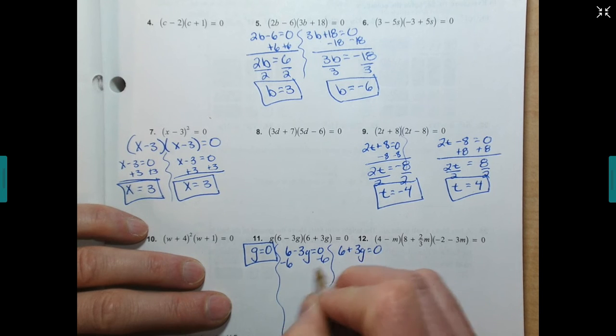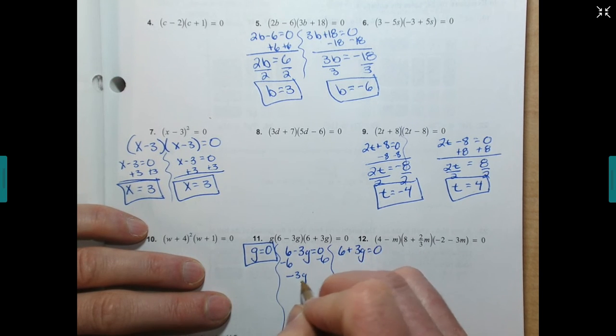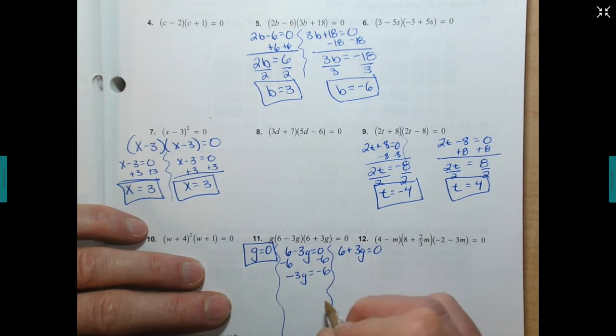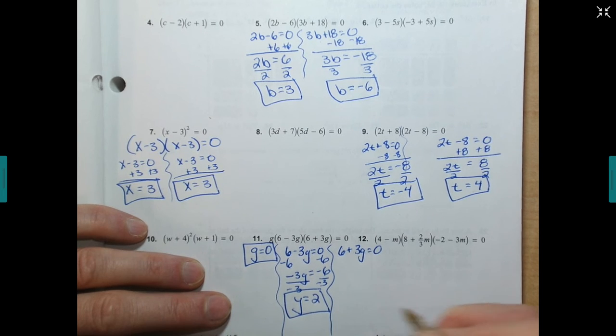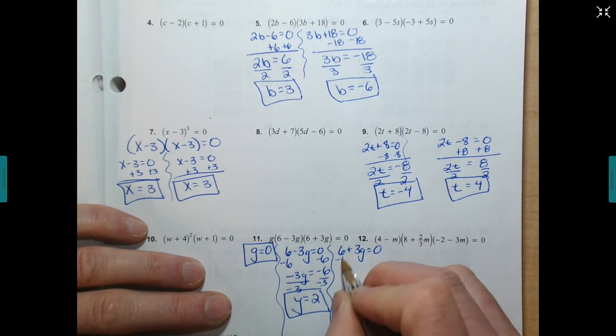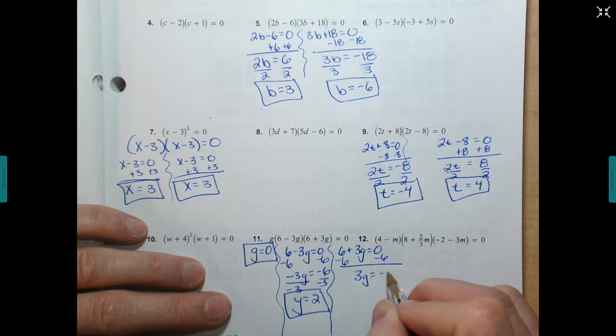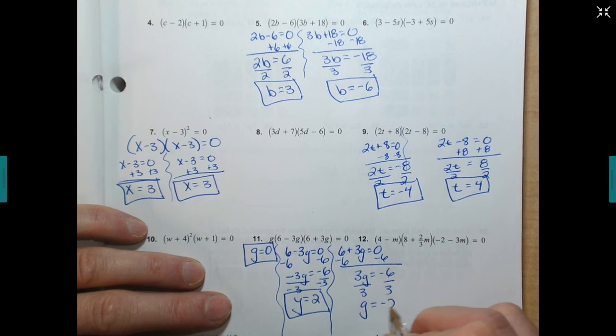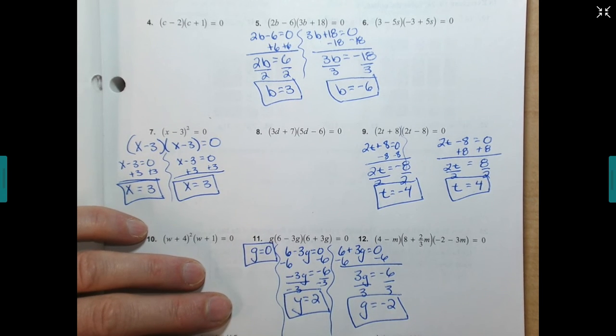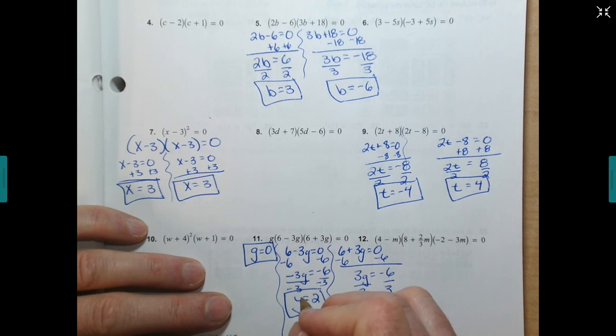Subtract 6 on both sides, so I have negative 3g equals negative 6. Divide by negative 3, and I have g equals 2. Subtract 6 on both sides. 3g equals negative 6. Divide by 3, g equals negative 2. So my three answers are g equals 0, g equals 2, and g equals negative 2.